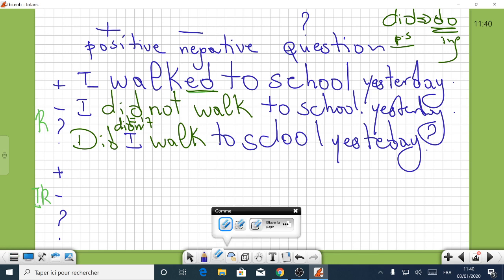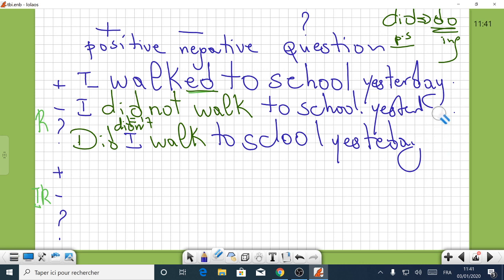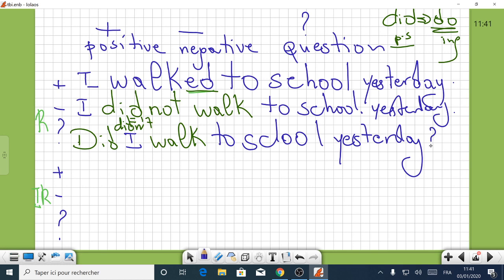Let me take the eraser, okay, to take this from the circle. Just give me 1 second, please. Of course, I repeat. I walked to school yesterday. And of course, this is yesterday. I write it in a short handwriting in order to make the question form.